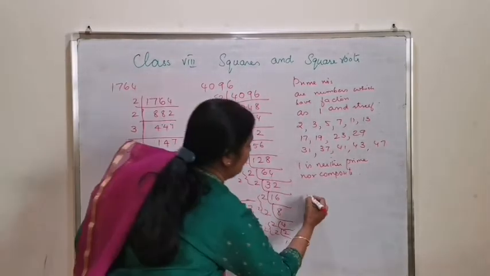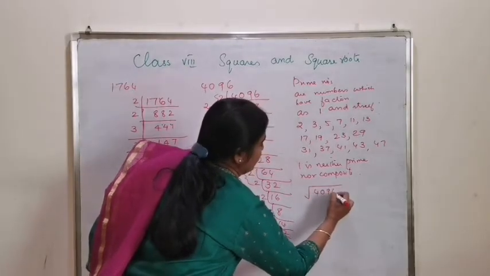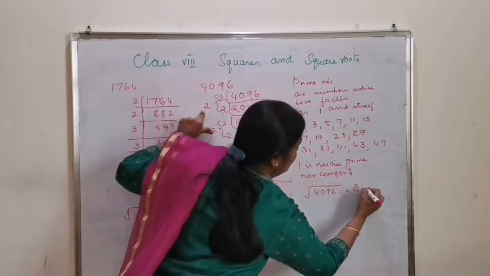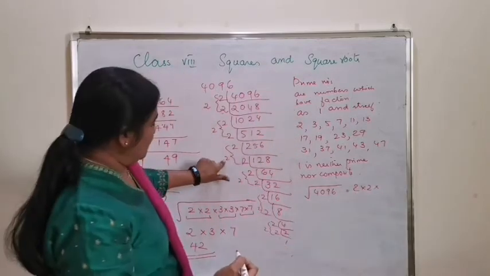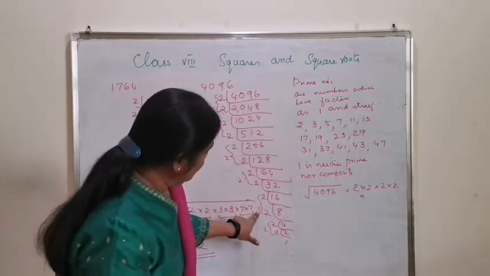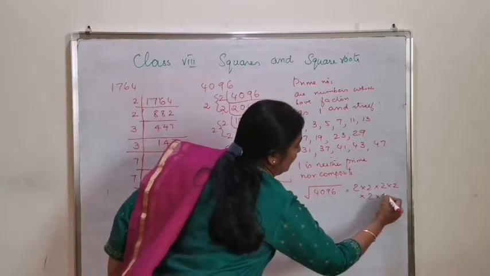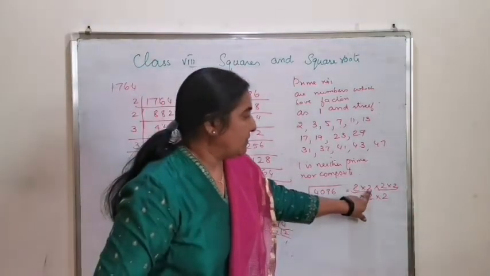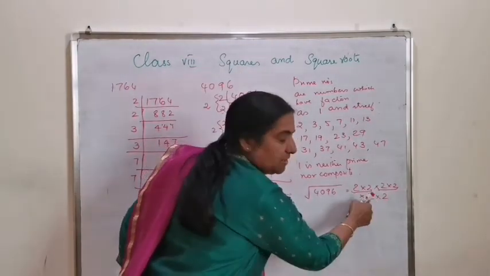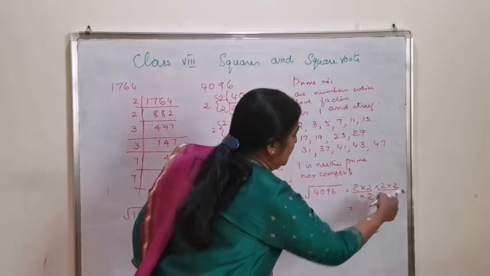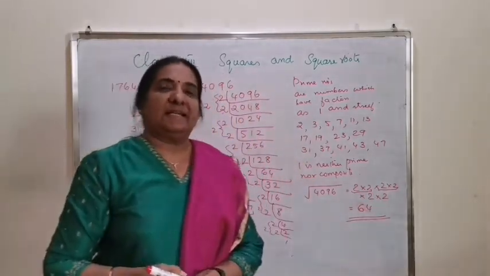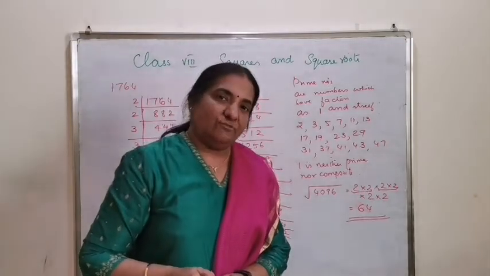Square root of 4096 can be written as 2 into 2 into 2 into 2 into 2 into 2. 2 2s are 4, 4 4s are 16, 16 into 2, 32 into 2, 64. So the square root of 4096 is 64.